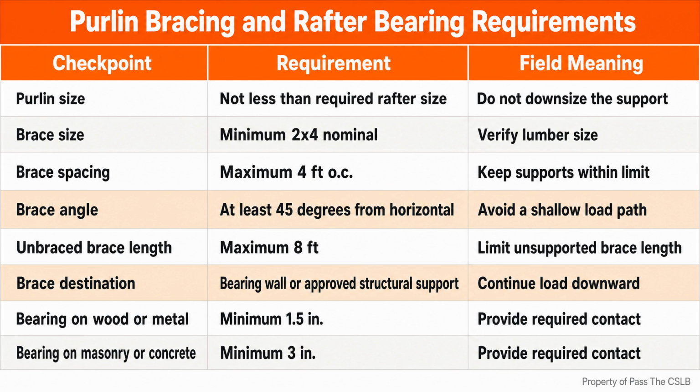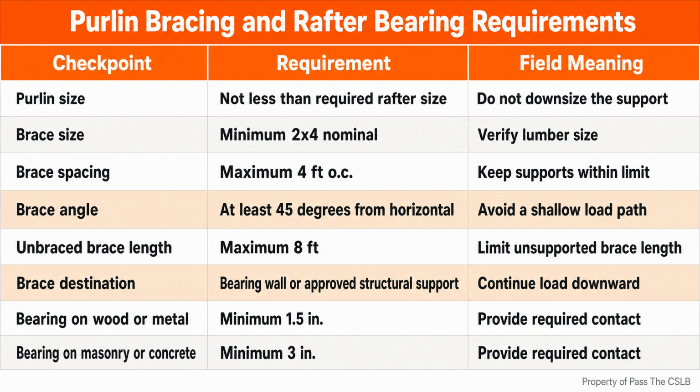The angle is more than a drafting detail. As a brace gets flatter, more of the force acts along the ceiling instead of moving efficiently toward the bearing support. The research supports a minimum angle of 45 degrees from horizontal. I use that number as a field screen, then I confirm the approved details.